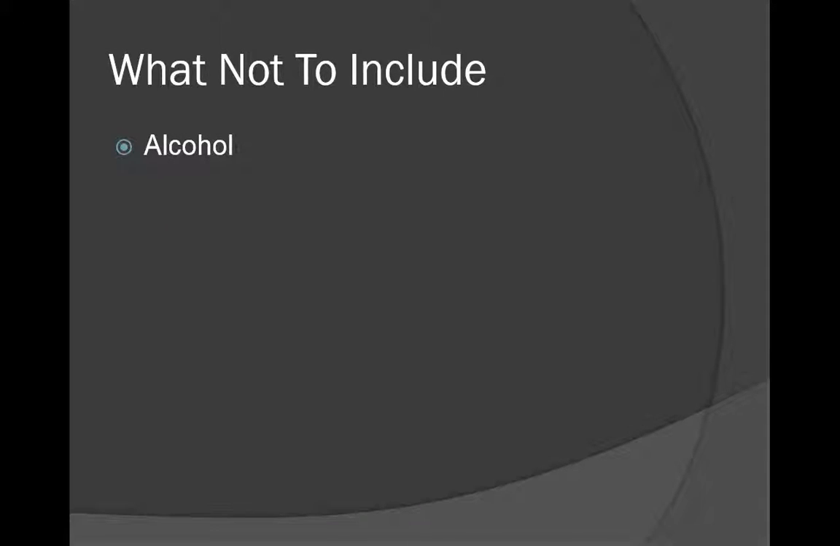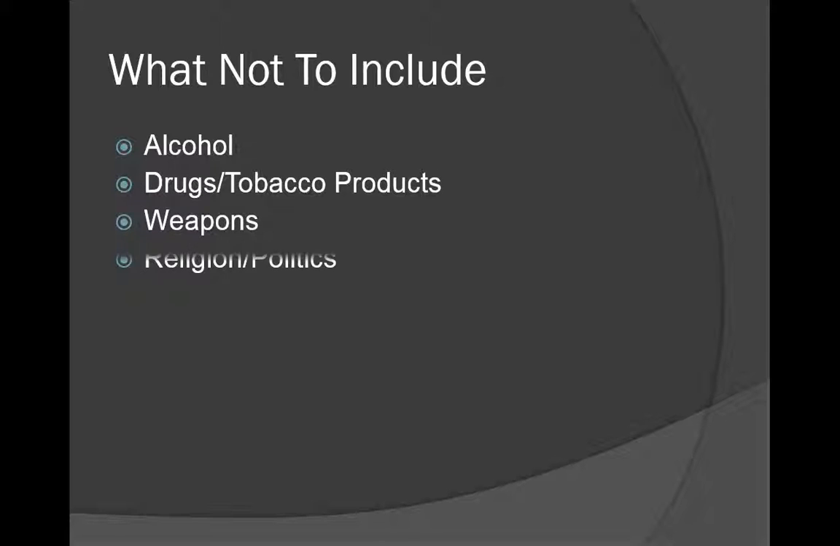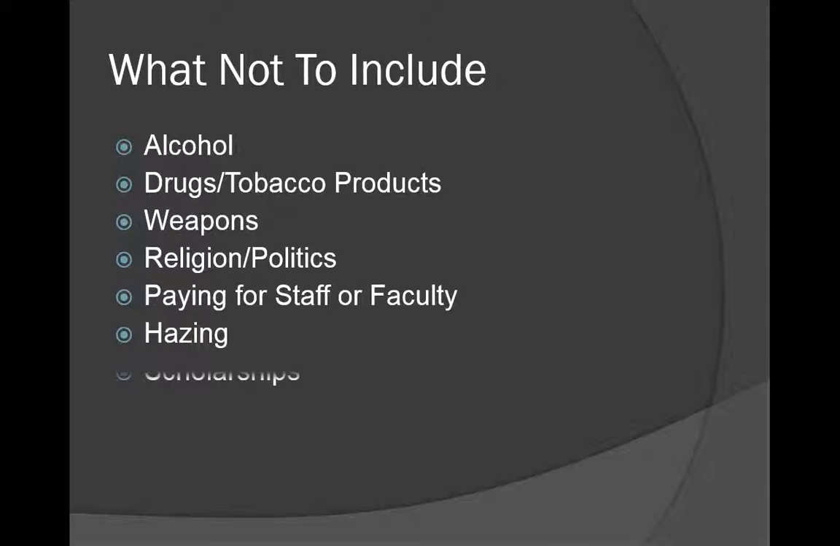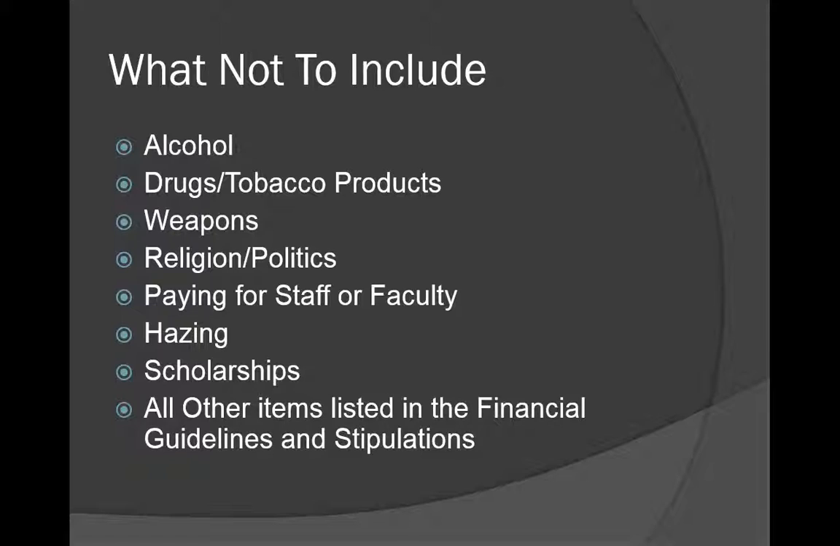All right, what not to include in a budget? Obviously alcohol, drugs and/or tobacco products, weapons, religion, politics, paying for staff or faculty, hazing, scholarships, and other items listed in the financial guidelines and stipulations.